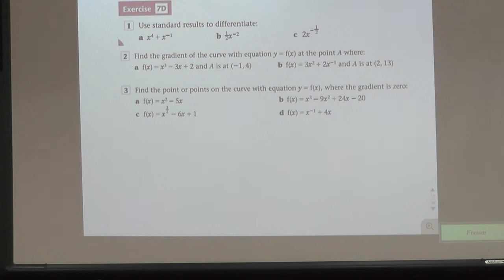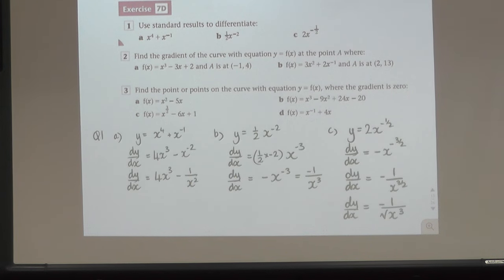Okay, can we check question one, just briefly, and see how you've got on with that. If you look at the first one, hopefully that was straightforward for you, because it was just a minus one there. Part B was a little bit trickier, because you had a half times a minus two, so that gives you minus one, and remember in algebra you don't have to put minus one as the coefficient of your x. So it gives you minus 1 over x cubed.